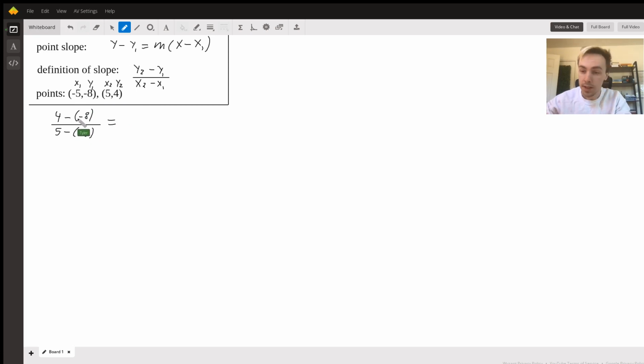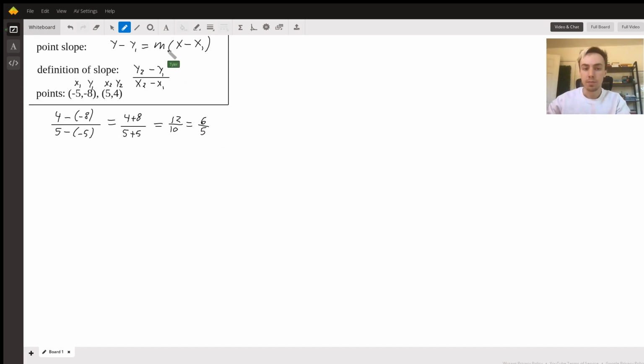Now, when you subtract a negative, this becomes addition because negative times a negative is a positive. So this is 4 plus 8, and this is all being divided by 5 plus 5 now for the same reason. This becomes just 12 over 10, which, if we see that 2 divides into both of these numbers, 12 divided by 2 is 6, and 10 divided by 2 is 5. So our slope is 6 over 5.